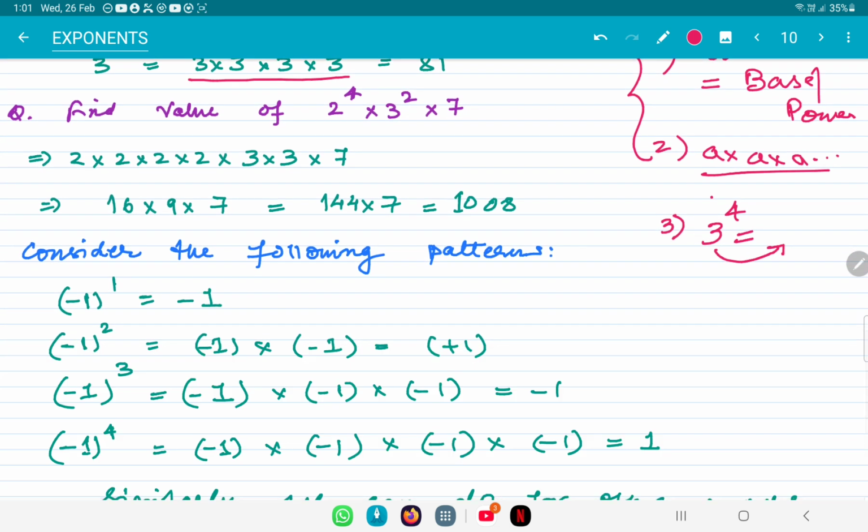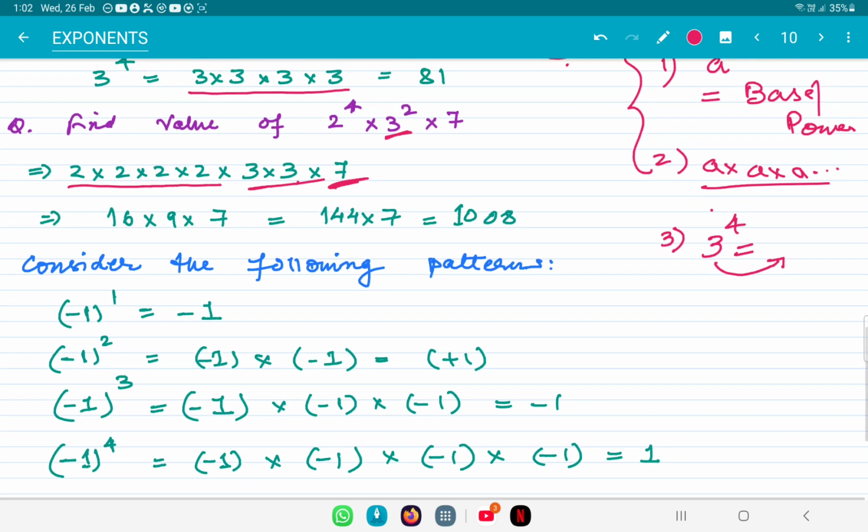Next, find the value of 2 raised to the power 4 multiplied by 3 raised to the power 2 multiplied by 7. As we know, here 2 is coming 4 times, so we will write 2 multiplied by 2 multiplied by 2 multiplied by 2. Then here we are seeing 3 raised to the power 2, so 3 multiplied by 3, then 7 alone. And we will do the multiplication of every digit.